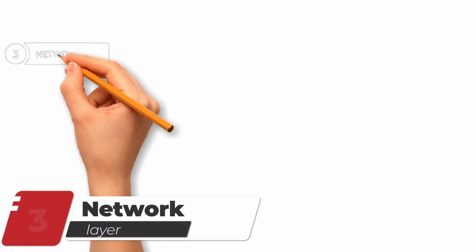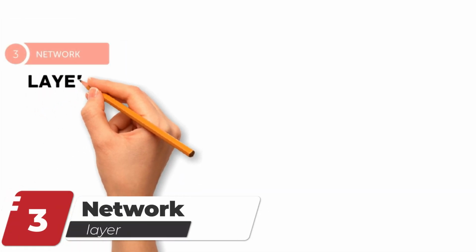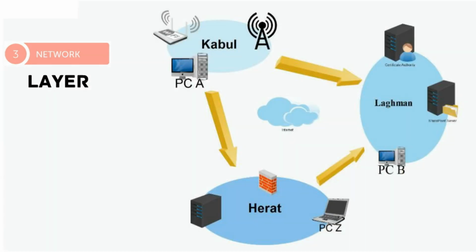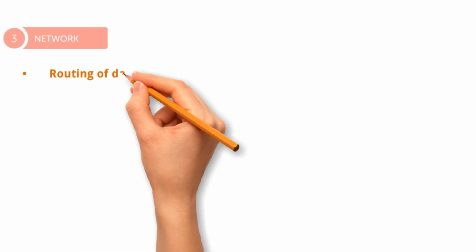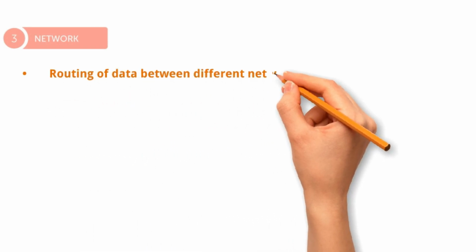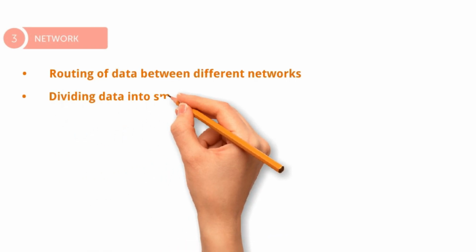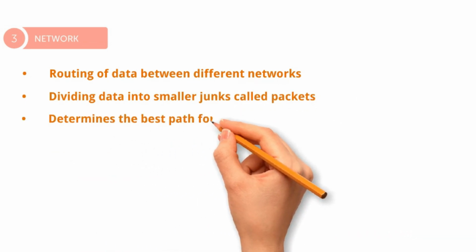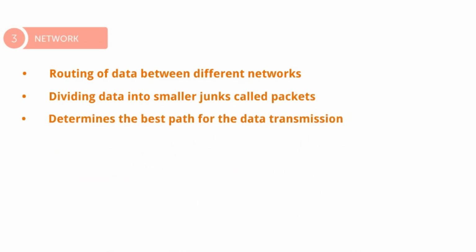Layer 3 or network layer. In the networking world, we have different networks with different logical addressing structures. So this layer is responsible for routing data between different networks using logical address or IP address, dividing data into smaller chunks called packets. Also, it determines the best path for data transmission.